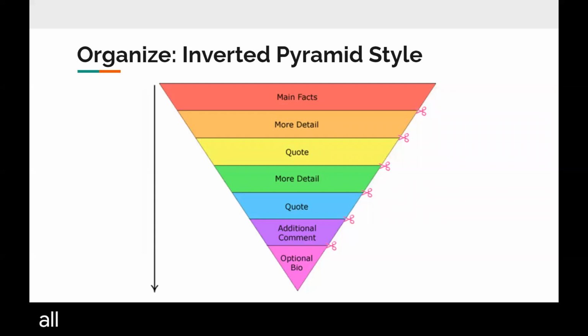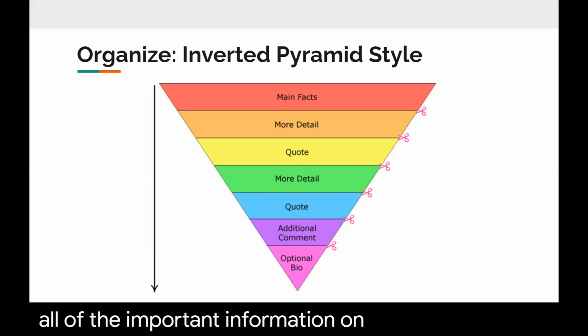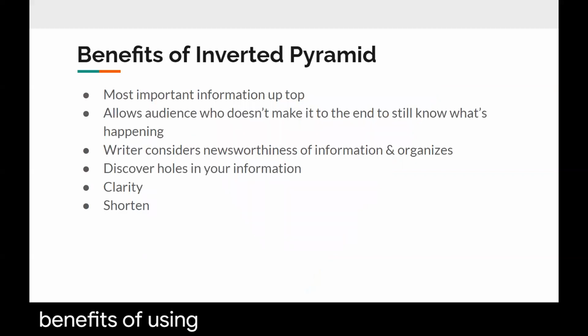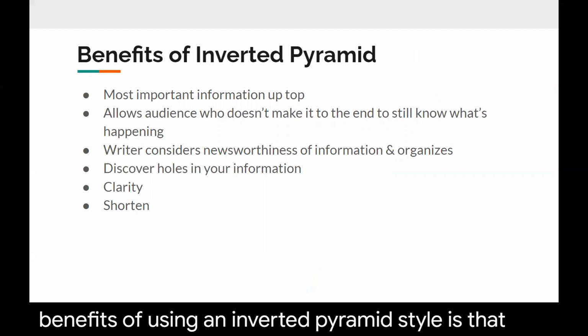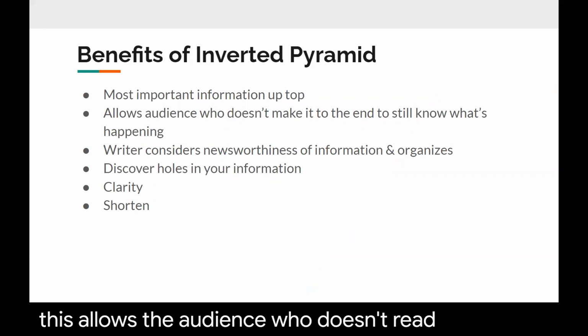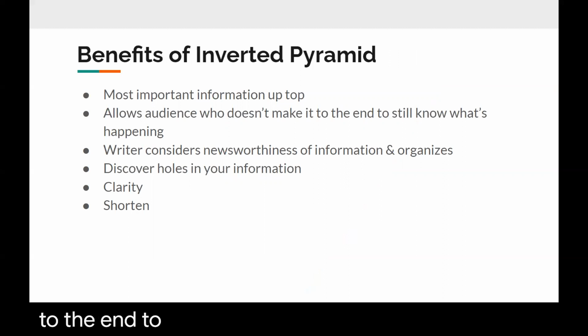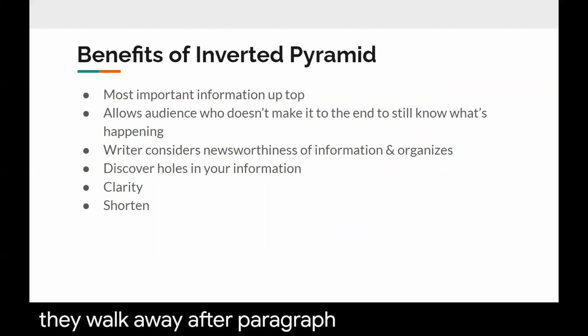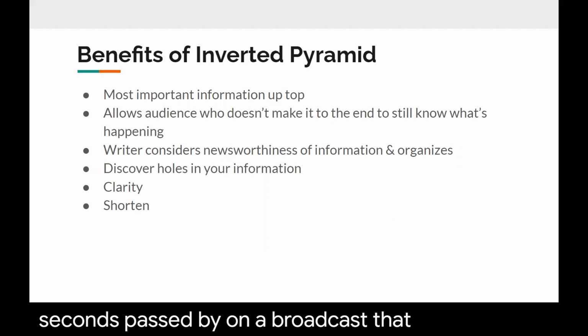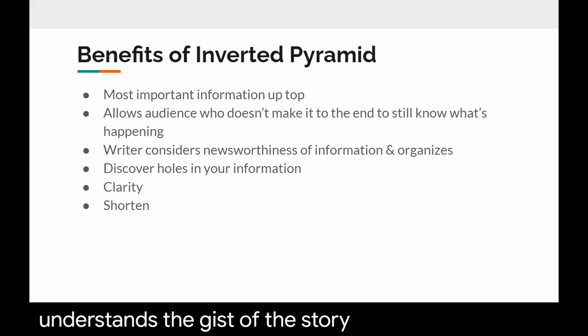You want all of the important information on top, and then as you go along, you add additional quotes, you add additional detail, and additional commentary. So the benefits of using an inverted pyramid style is that your most important information is at the beginning. This allows the audience who doesn't read or make it to the end to still know what's happening, so that if they walk away after paragraph 2 or only 15 seconds pass by on a broadcast, that person still understands the gist of the story.